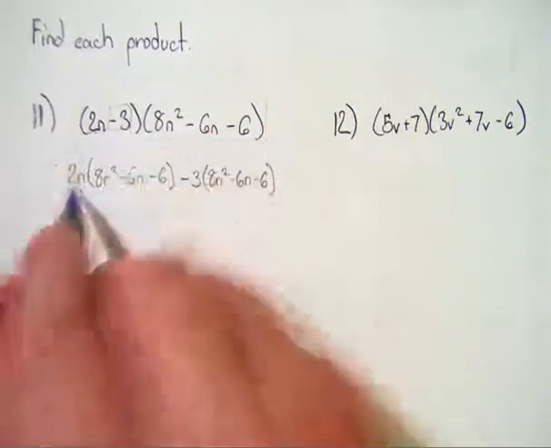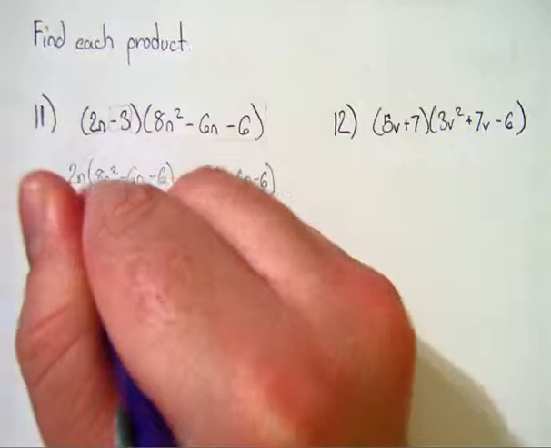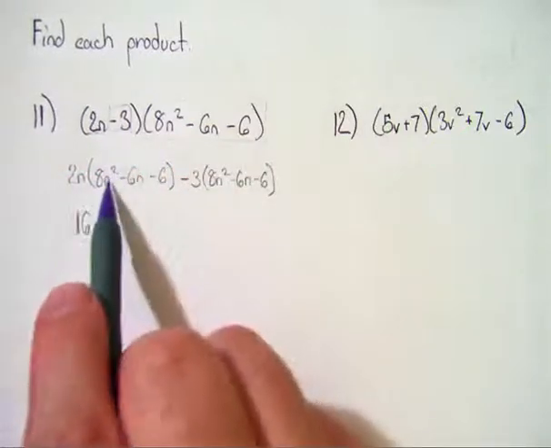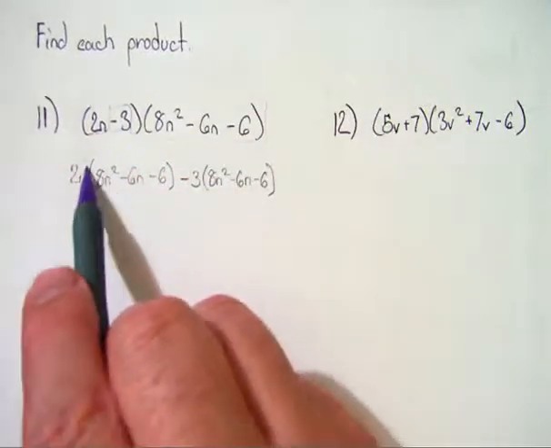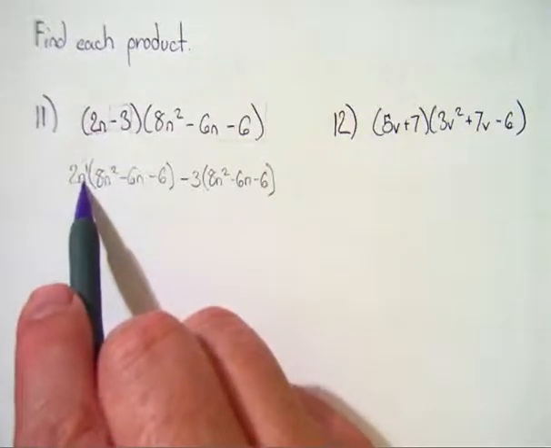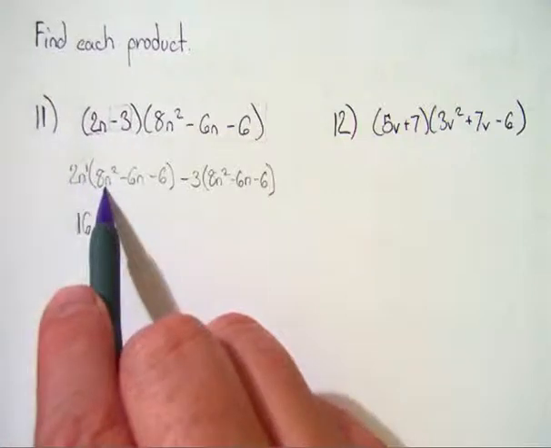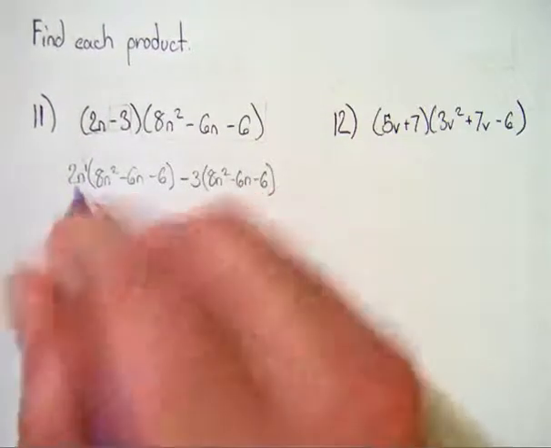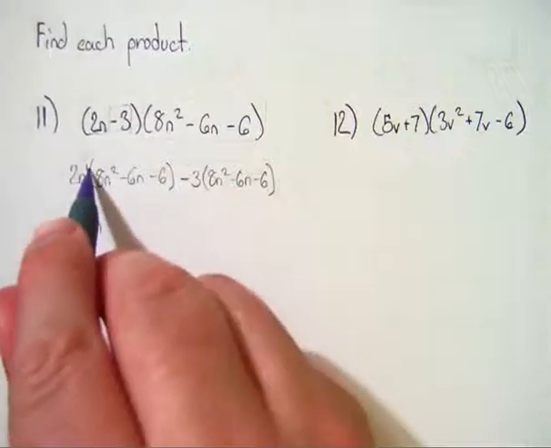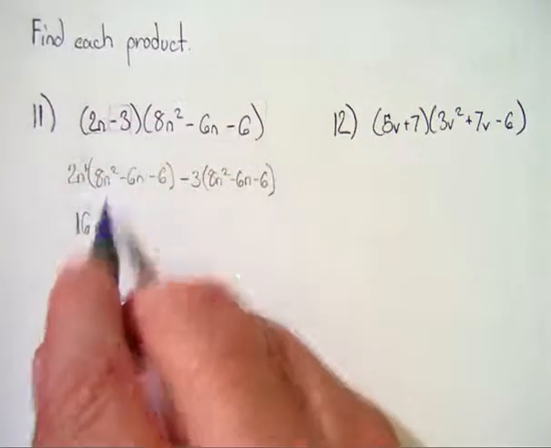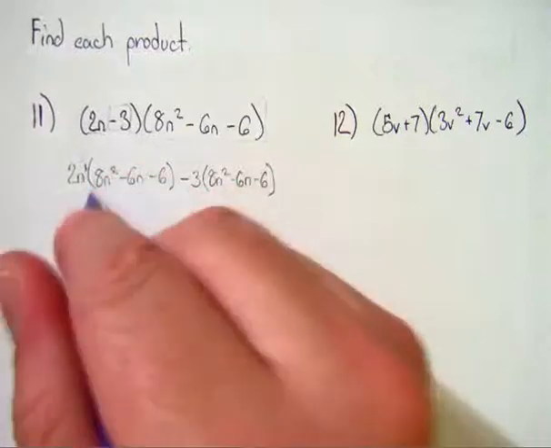2n times 8n squared, well 2 times 8 would be 16. n times n squared. When you multiply two variables like this, you're adding the exponents. If there's no exponent on the variable, you can add a 1 in there. So n to the first times n to the second. The answer is n raised to the, well, add those two together. 1 plus 2 is 3. So n to the first times n squared is n cubed.